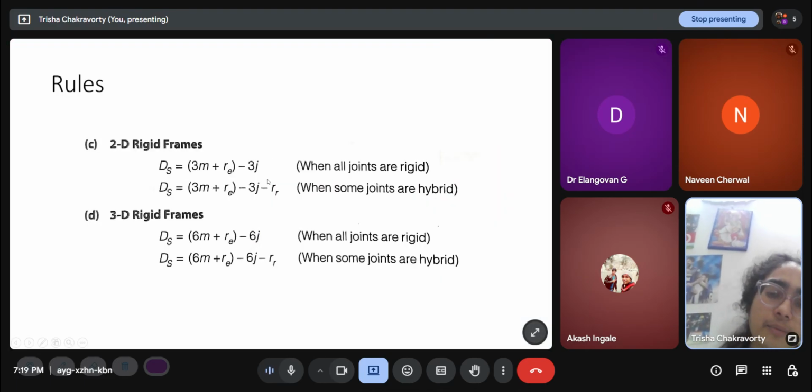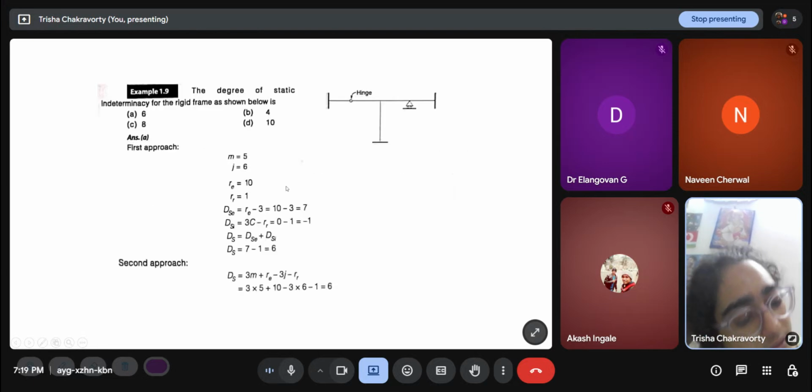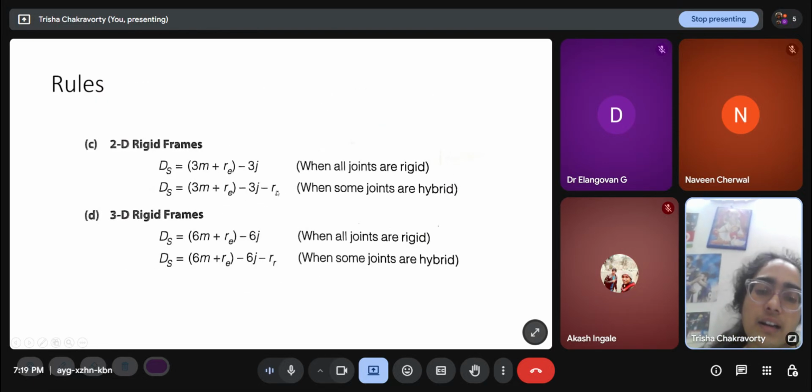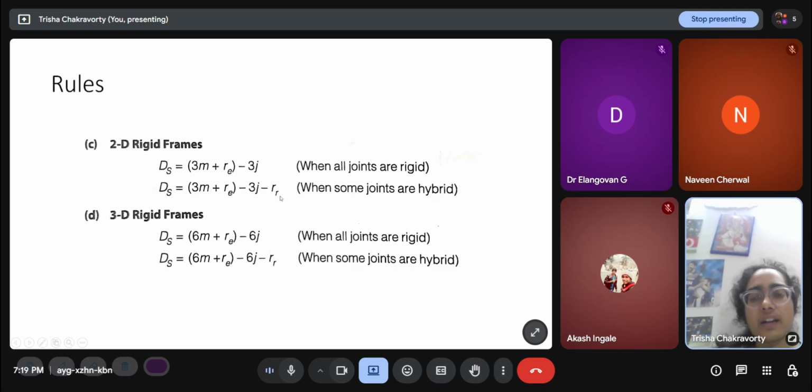And when some joints are hybrid, like when there is an internal hinge, we have to just subtract this: RR is the number of members meeting at that internal hinge minus 1. And for 3D rigid frames, this 3 gets replaced by 6 because there are 6 unknowns at each member, 3 translational forces and 3 rotational forces. And similarly, at every joint also we will have effectively 6 equations: sigma fx equal to 0, sigma fy equal to 0, sigma fz equal to 0, and sigma mx, my, and mz equal to 0. And this remains the same.